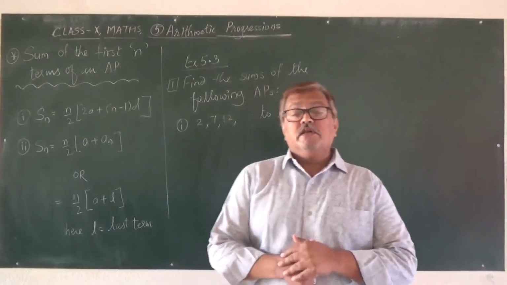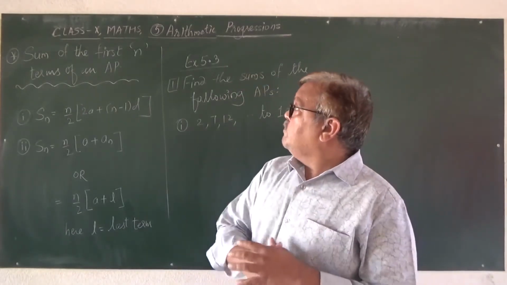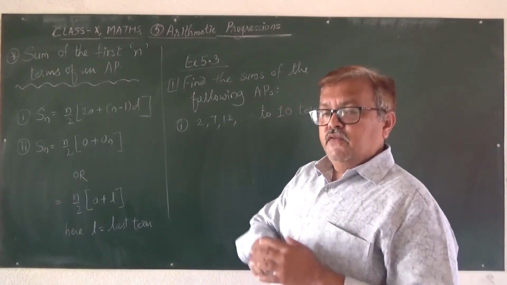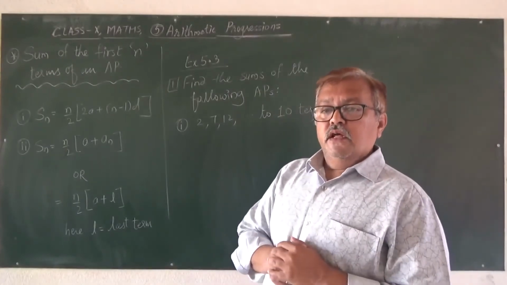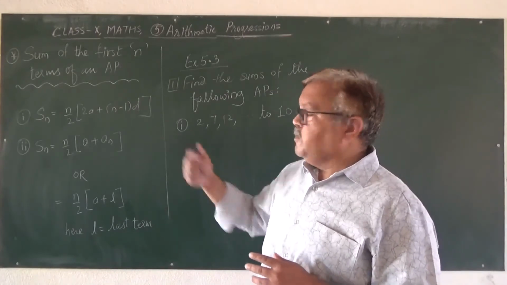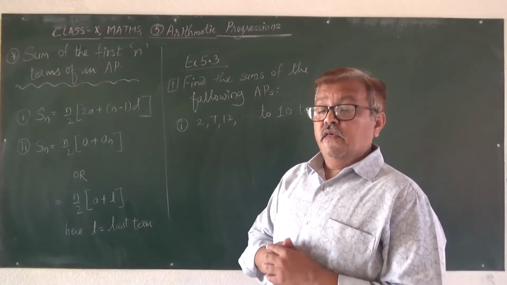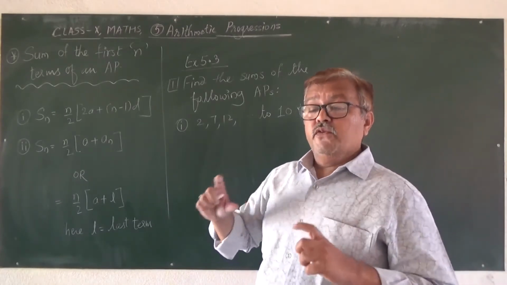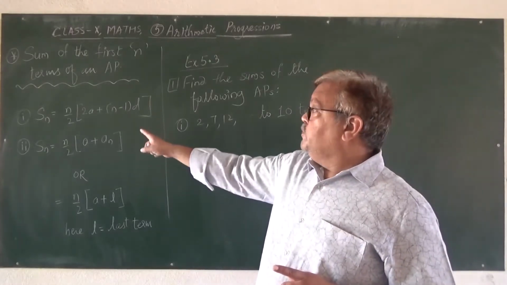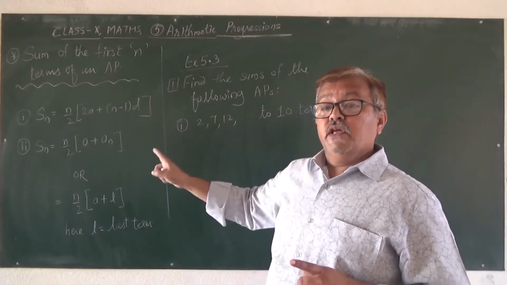Hello students, let us see another concept, that is to find the sum of the terms of the AP, n terms of an AP. If an AP is given and you want to calculate the sum up to first 10 terms, then you can calculate using this formula; up to first 10 terms, first 50 terms, first 100 terms, etc. But the given list of numbers should form an AP, then only you can use this formula.